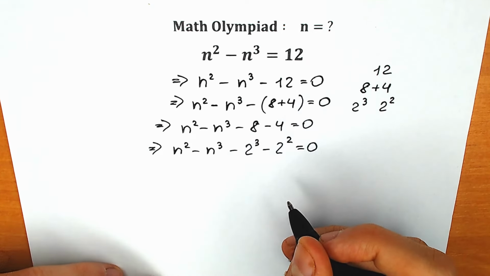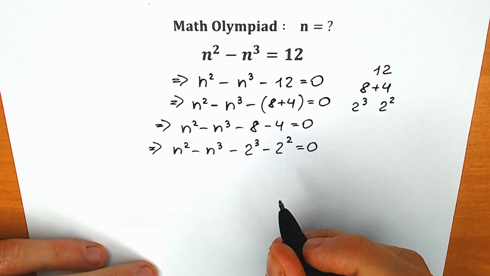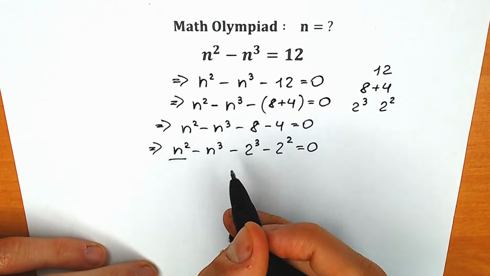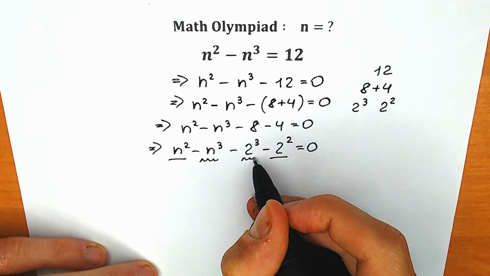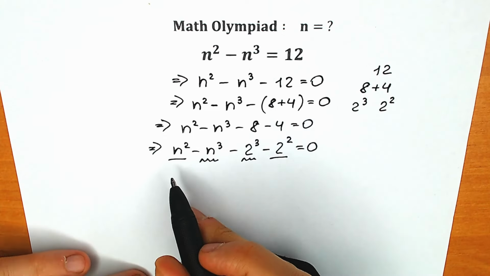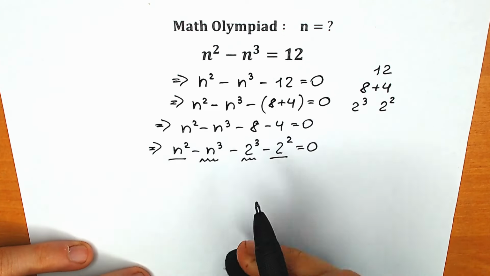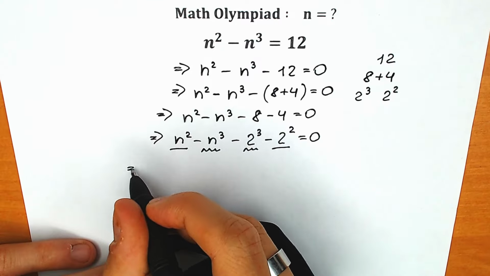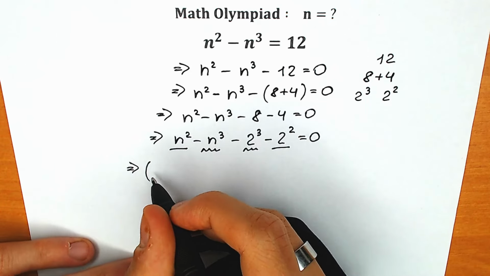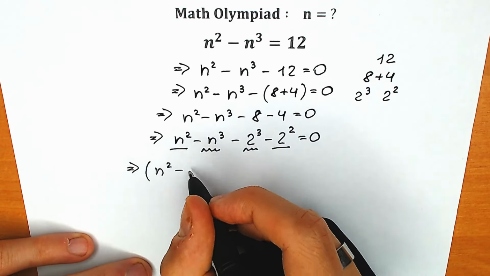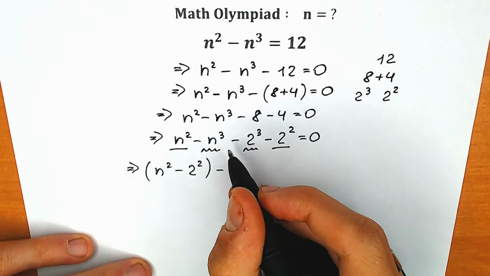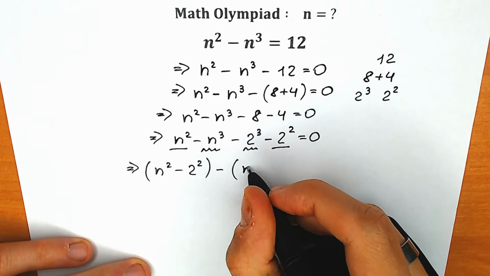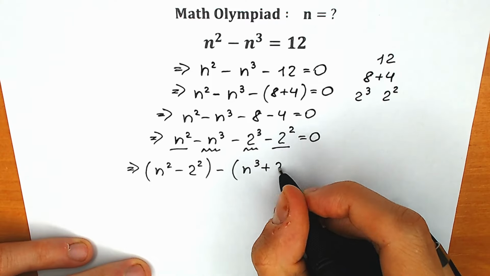Right now, let's group our squares and let's group our cubes. We have n squared and 2 squared, we have n cubed and 2 cubed. So first of all, let's group our squares. Let's start on the left side: n squared minus 2 squared. Right here we have minus n cubed plus 2 cubed.